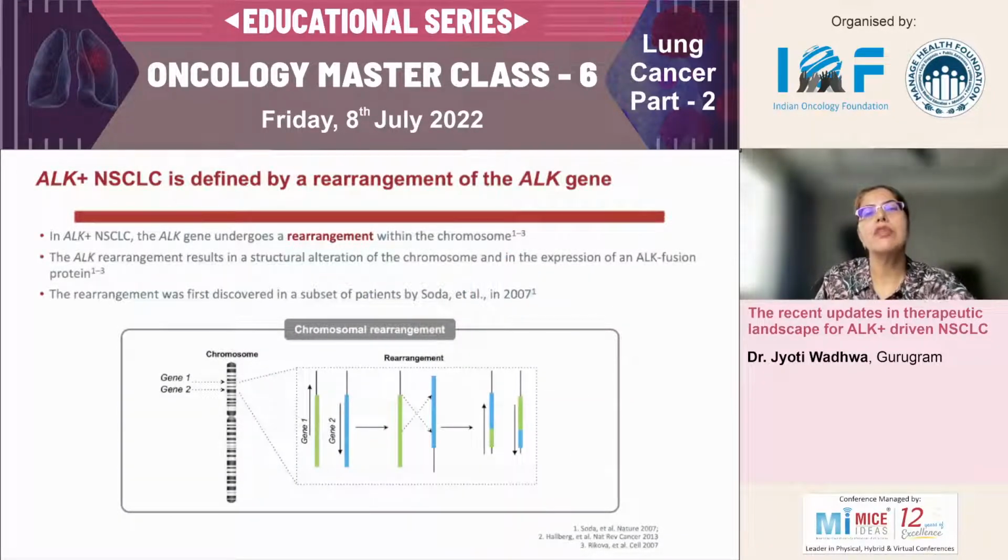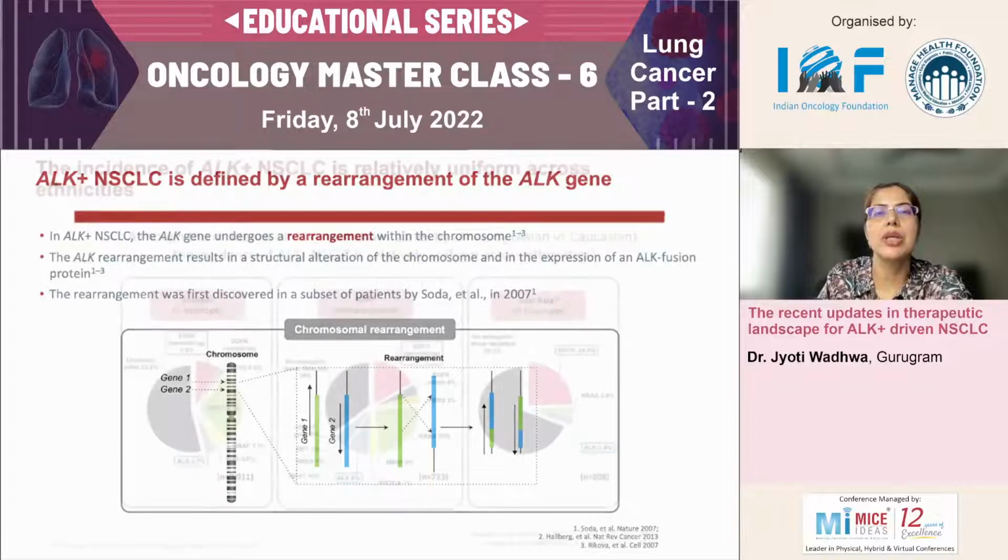So this subset of patients is characterized by a rearrangement of the ALK gene. There is rearrangement resulting in a structural alteration of the chromosome, and this change was identified as early as 2007. This identification in lung cancer was soon followed by development of various ALK inhibitors, about which I shall be talking today.